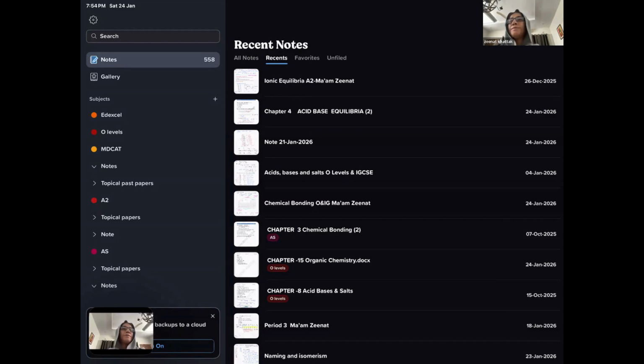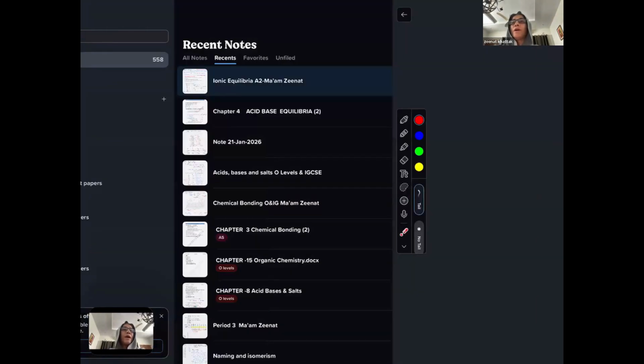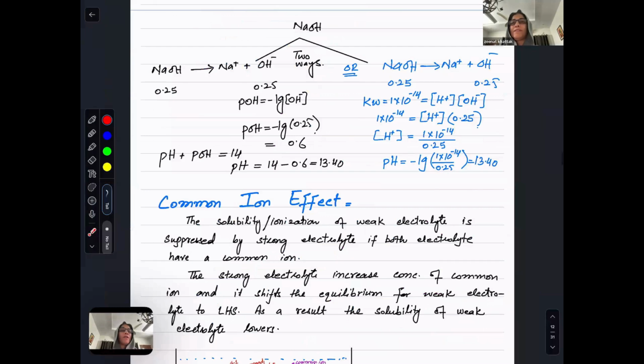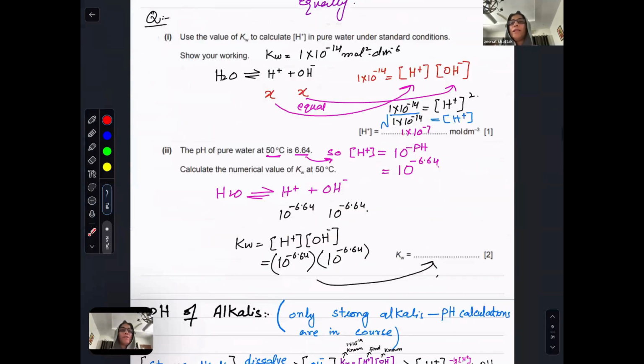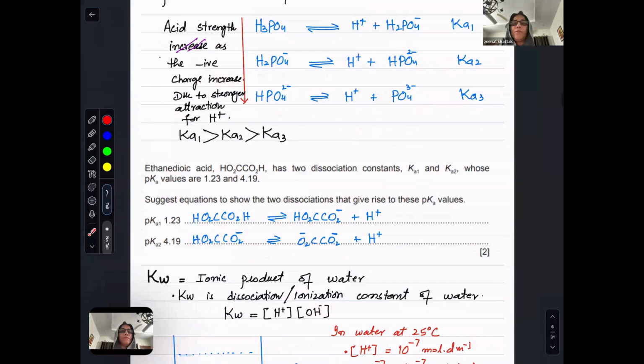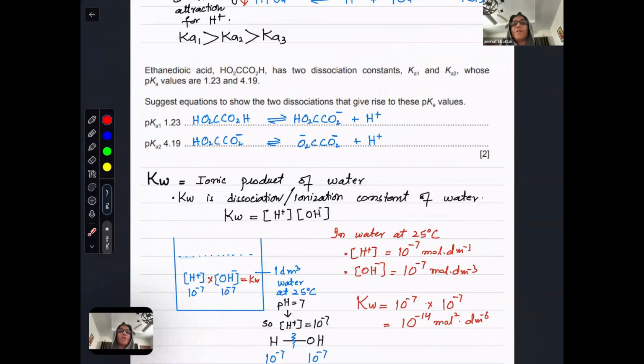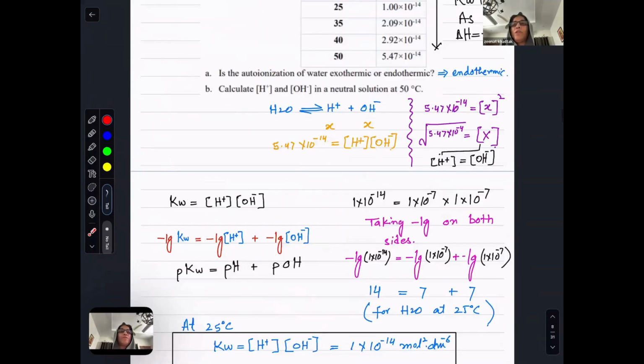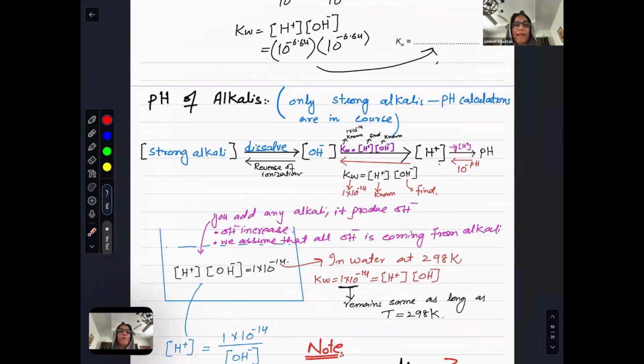Assalamualaikum students. In today's lecture, we are going to do KW and how to calculate it. One topic is KW, the ionic product of water. And a small other topic is the pH of alkalis, right?